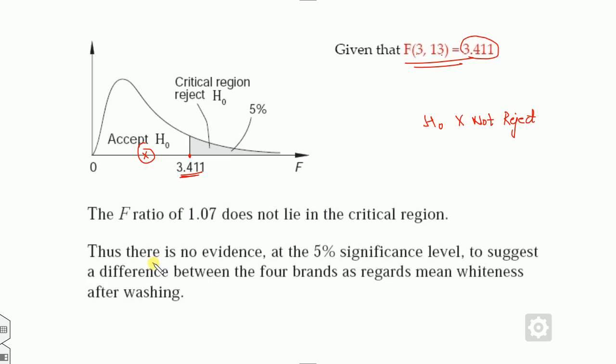It means there is not enough evidence at the 5% significance level, or you can say 95% confidence, to show that there is a difference between the 4 brands in their whiteness after washing. So if after some time you want to replace your detergent A with B, you can't conclude anything in this particular example, because there is not enough evidence to prove a big difference between them.